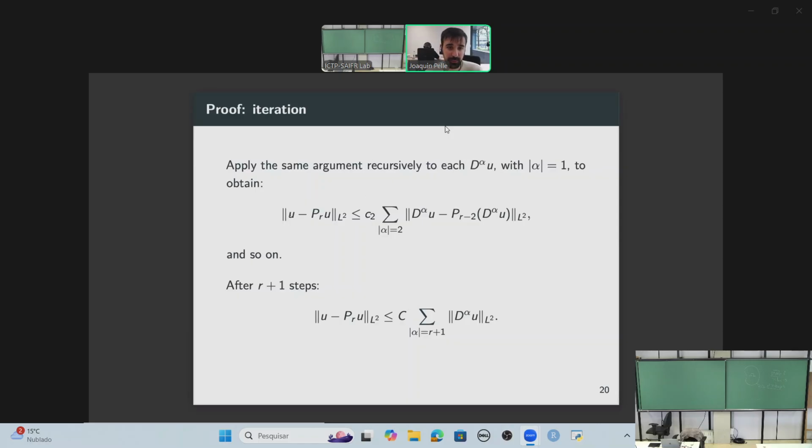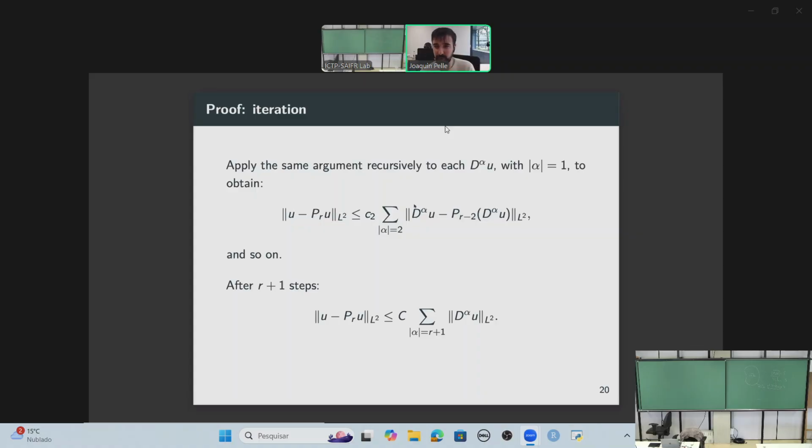What we find from that is that we can bound the L2 norm of this difference here, but now by derivatives of higher order appearing here. We have now the derivatives of order 2, and we have again this difference of the derivative of order 2 of u minus now the projection onto polynomials of 1 less degree than the one we had before, so 2 less degrees than R, of the derivative of the function u. And again, we have the same form here, so you can see where this is going.